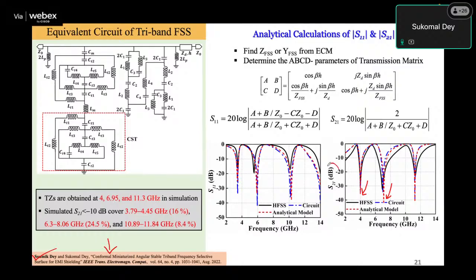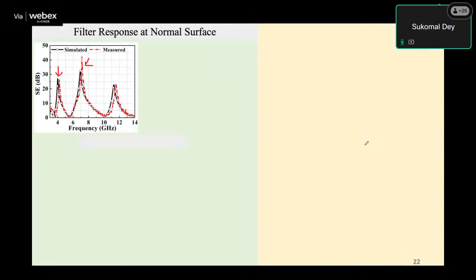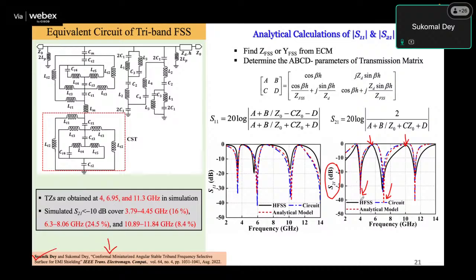What is this? This is your S21. But what is this actually? It is a band stop, so it is your transmission zero. You are not considering the transmission pole, right? Your shielding effectiveness is not coming at this frequency. Please try to understand, this is a very conceptual point. Once again, I'm showing you: my shielding effectiveness is coming over here, not over here and here. So what are you considering? You are basically considering the transmission zeros of the structure.